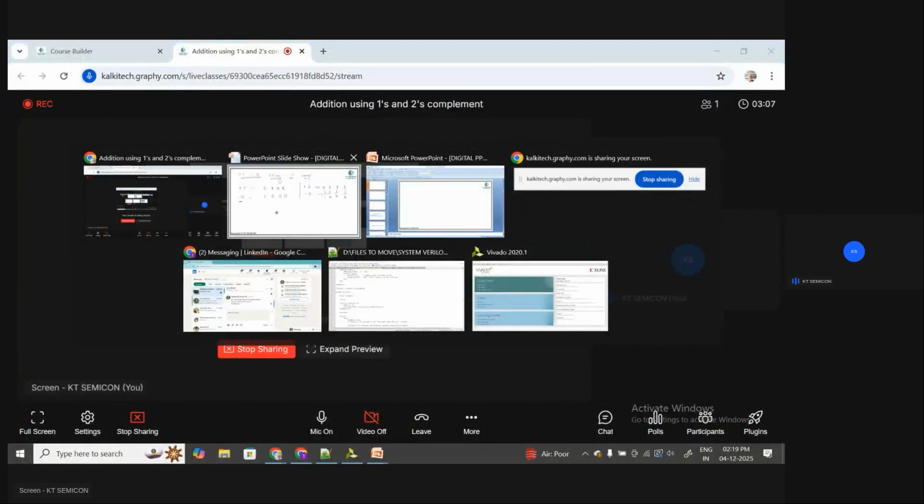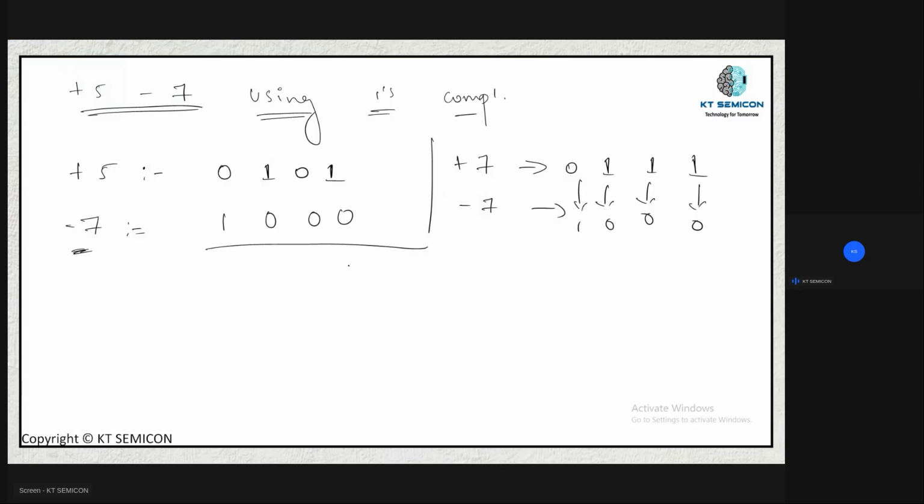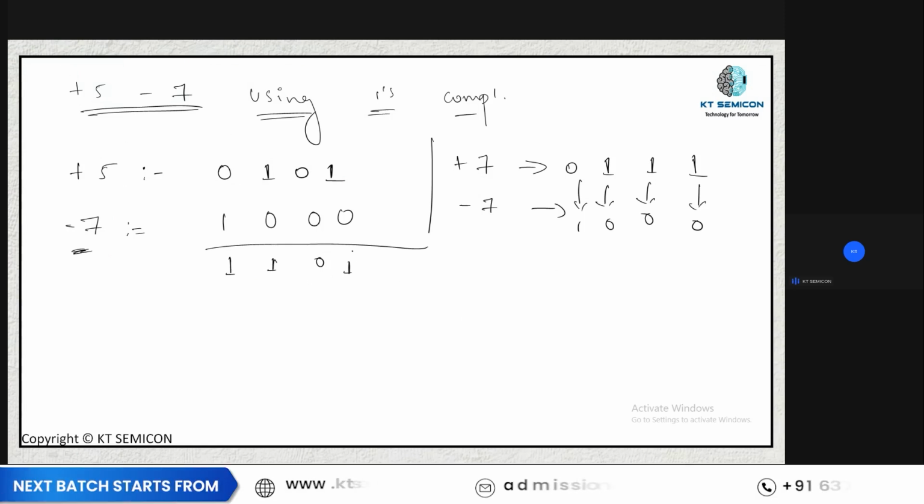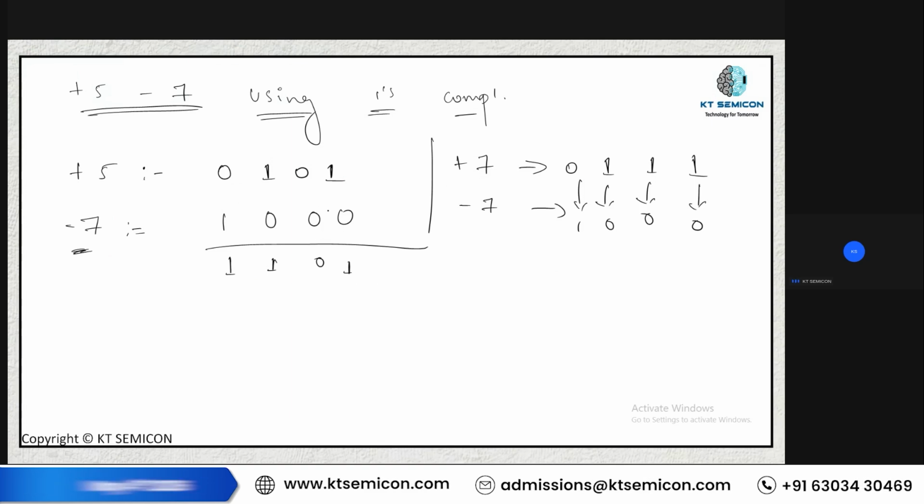How to add these two numbers we already know. So 1 plus 0 is 1, 0, 1 and 1. So this is what we are getting if we are going to add plus 5 and minus 7. So here we can see we are not getting any carry. Okay, here we are not getting any carry.